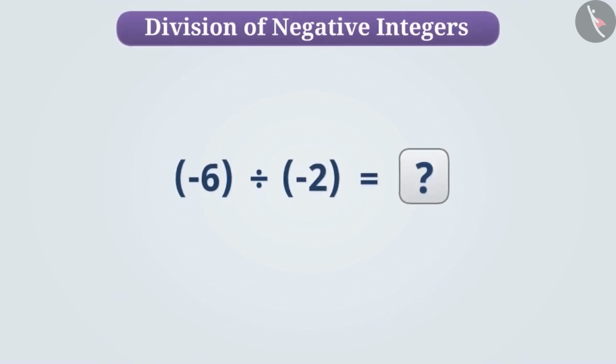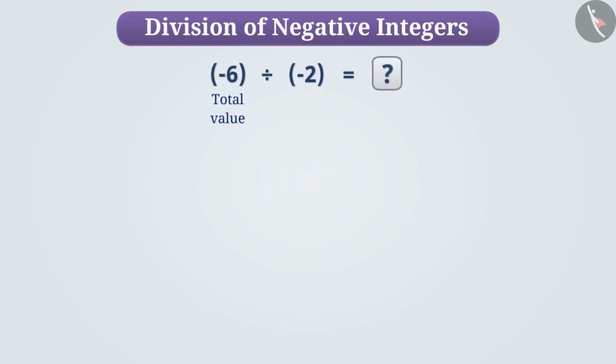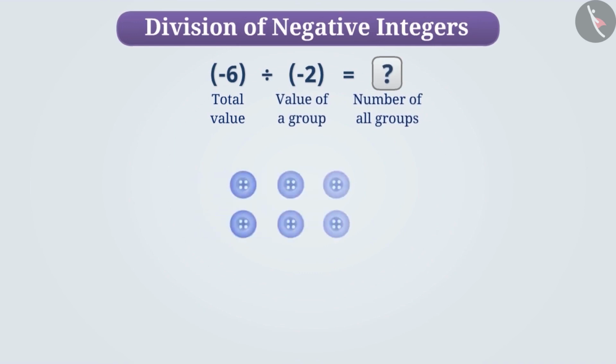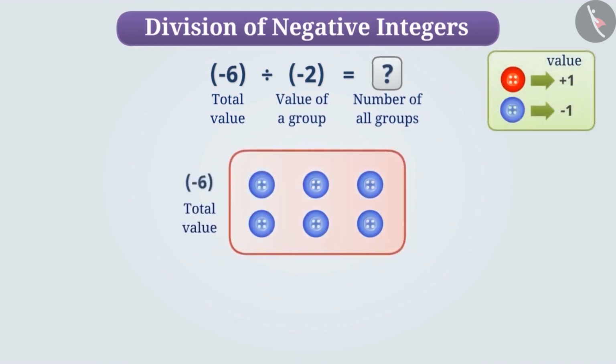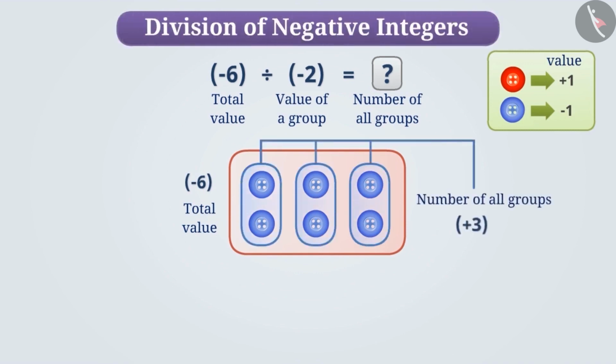Will the quotient obtained from the division of two negative integers also be positive? Think. Let us know this by obtaining the quotient of -6 divided by -2. Here we have to see how many groups of -2 will be there in -6. If we keep 6 blue buttons, then their total value will be -6. Out of this, if we make groups of 2 blue buttons each, we will get a total of 3 groups. Here the value of each group will be -2. We can say that -6 will have 3 groups of -2, so -6 divided by -2 is equal to +3.